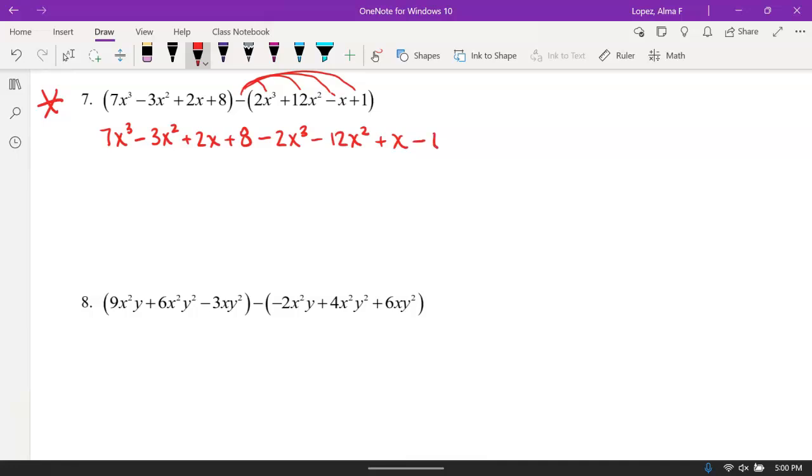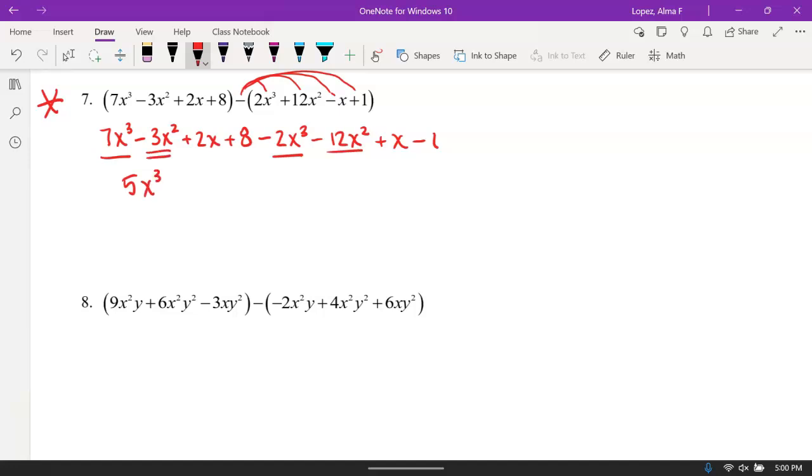Once you get all of the negative in front of that second parentheses distributed, you can combine like terms. But again, we want descending order. So you're going to start with the third degree terms first because they've got the highest exponents. 7 of those and negative 2 of those combine to make 5 of those.